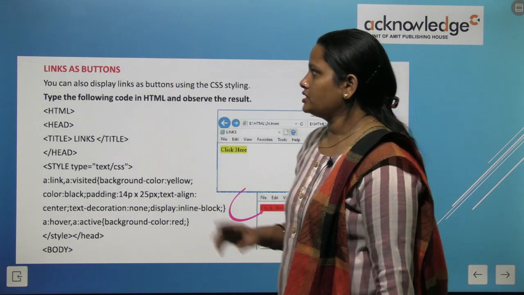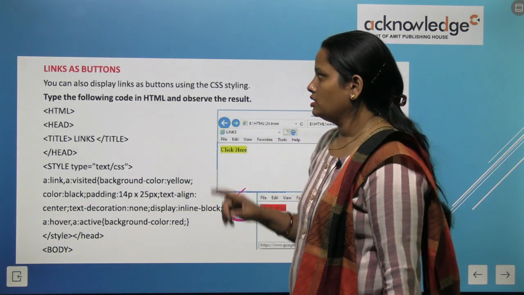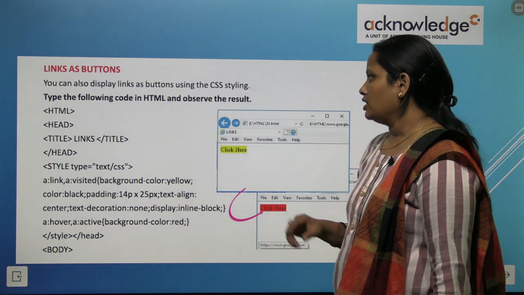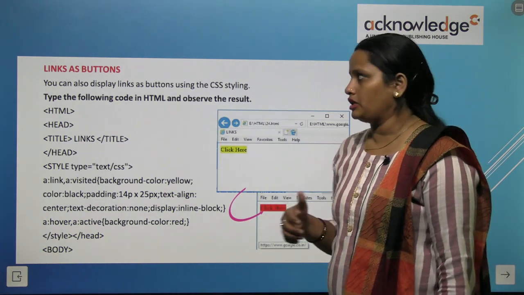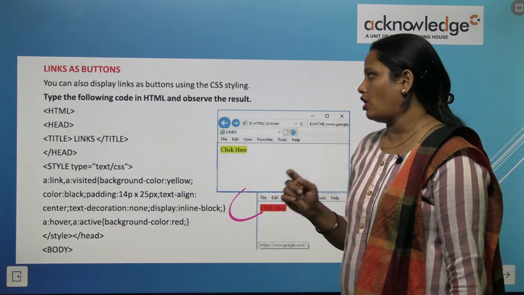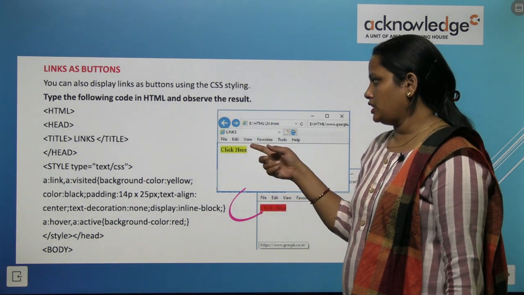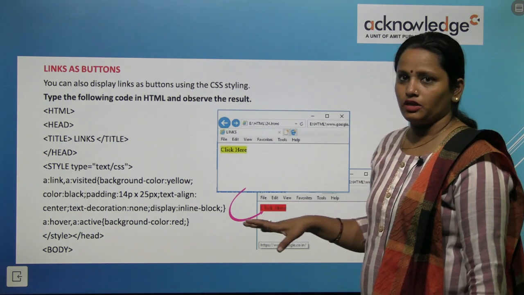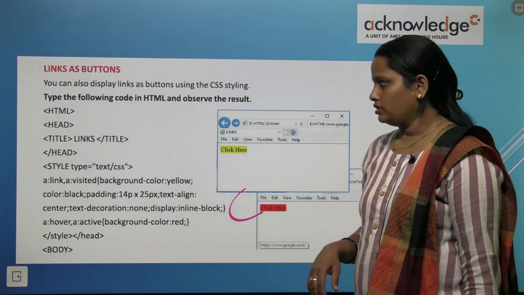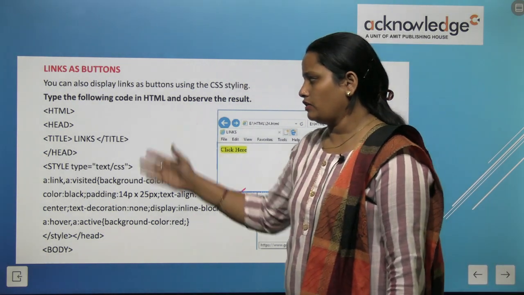Now, links as buttons. You can also display links as buttons using CSS style. So link को हम button के form में भी यहाँ पे create कर सकते हैं. Type the following code in HTML and observe the result. So हमने ये type किया है और जैसे ही हमने इसको open किया, so this is the result that we are getting. So we have to type this.